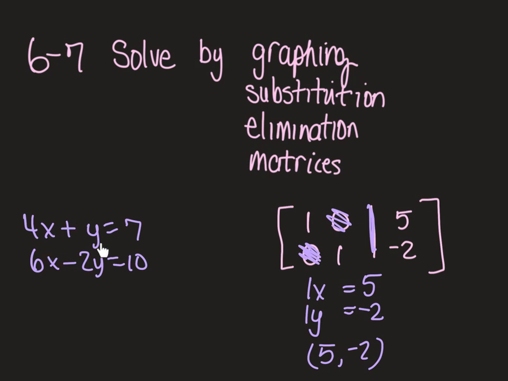So we're going to start with two equations. We're going to end up with a matrix. Our goal is 1, 0, 0, 1. Whatever the two numbers over here are, that's our answer.